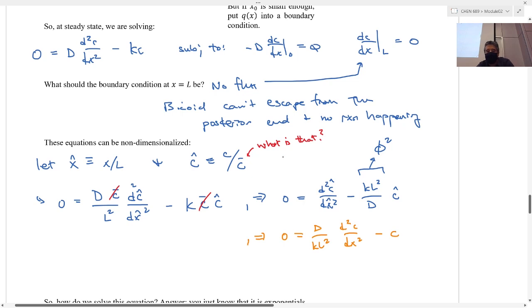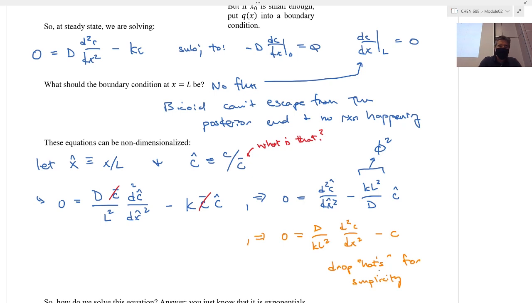And by the way, I'm going to drop the hats for simplicity. I'm just going to get really tired of writing all these hats all the time, so we're just going to drop them. Okay, so I would have loved for him to have written it that way. And in that case, this grouping, d over k L squared, is your dynamic length scale lambda squared. That's what that grouping would be.